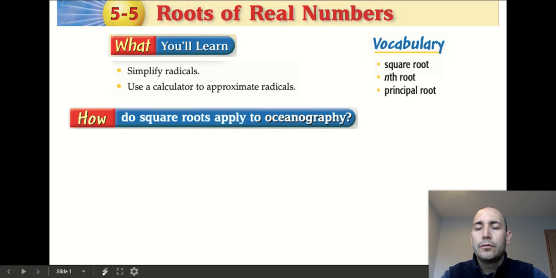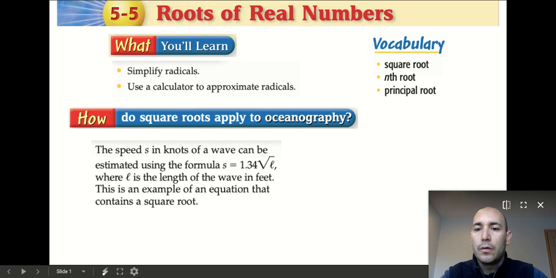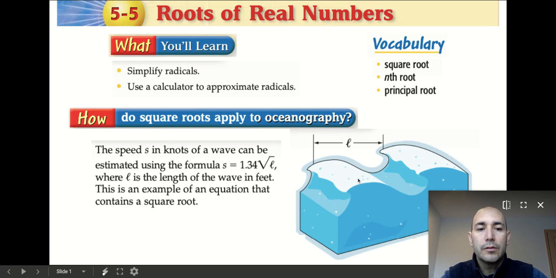So how do square roots apply to oceanography? The speed s in knots of a wave can be estimated using the formula s equals 1.34 times the square root of L, where L is the length of the wave in feet. This is an example of an equation that contains a square root. So here's a diagram of what that might look like.